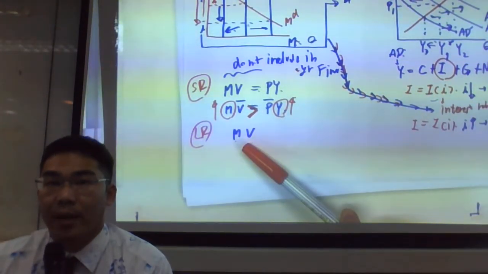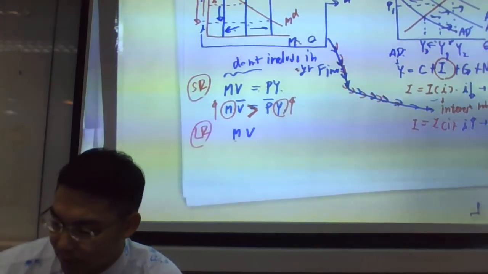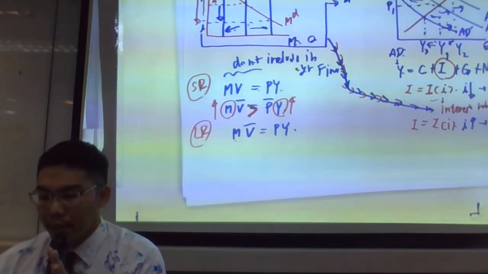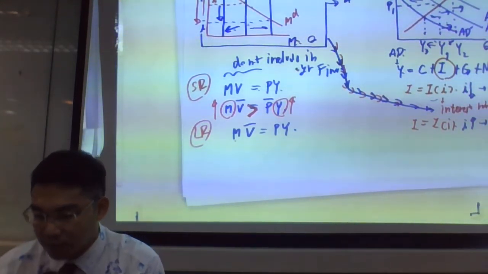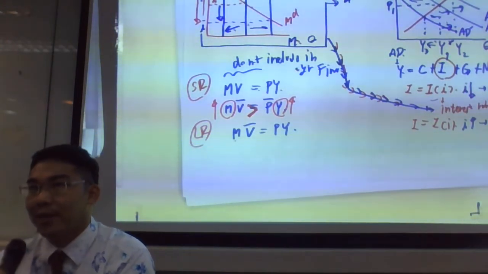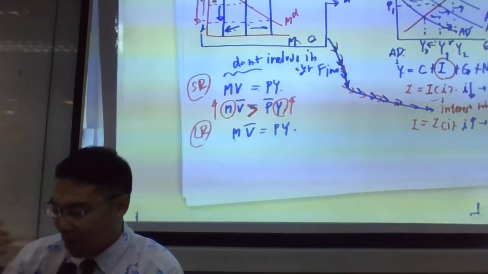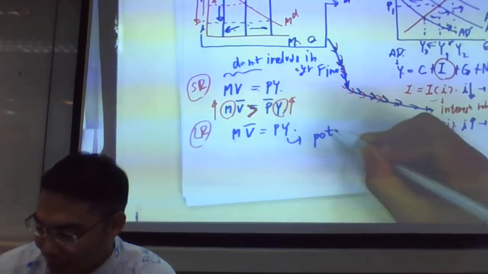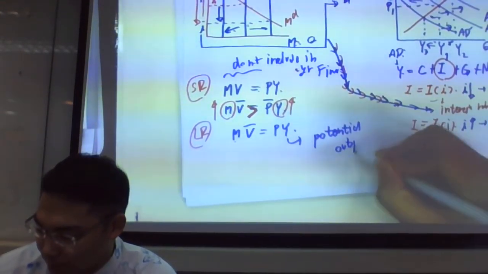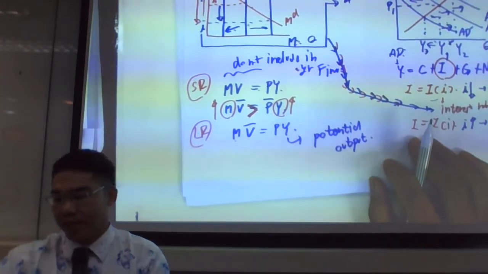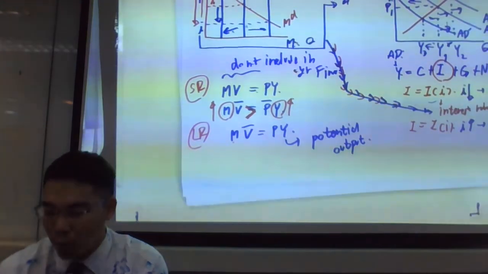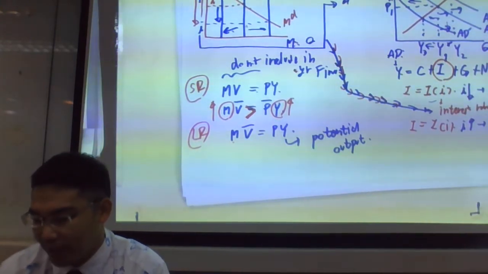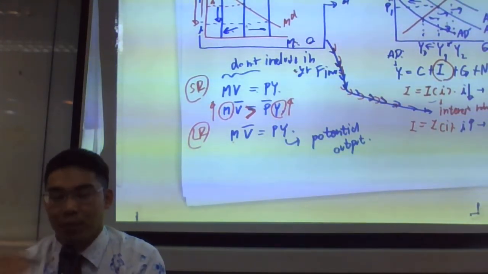M is still the money supply. V is the velocity, and it is fixed. M V equals P and Y. In the long run, the economic activity tends to be around its expected value. When I talk about the expected value, I mean the potential output. It is the output that reflects the performance of that economy.